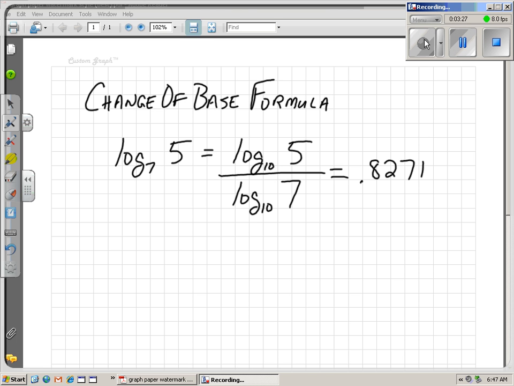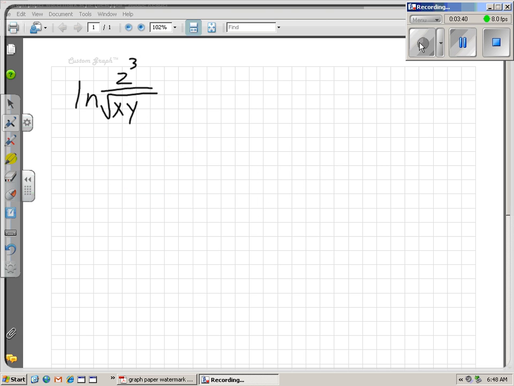So if you have a log that we can't put in our calculator, all you do is just change the base, put the log of the big number over the log of the small number. Now we can put it in the calculator. Now we can arrive at a result. All right, let's look at one like this. It says expand the logarithm.